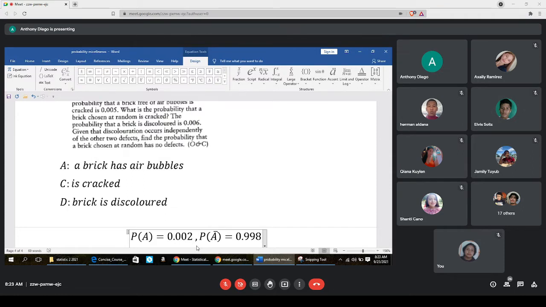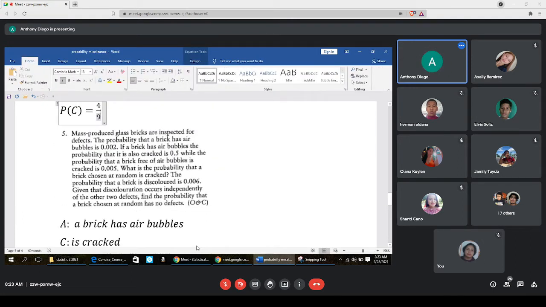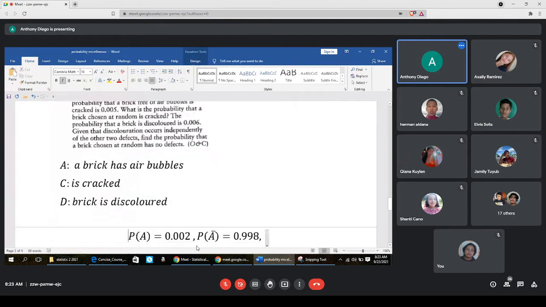Now then we go back and we see what's happening here. It then says that if a brick has air bubbles, that's the condition being given, the probability that it is also cracked is 0.5. So how would we write that, using the notation that we have?